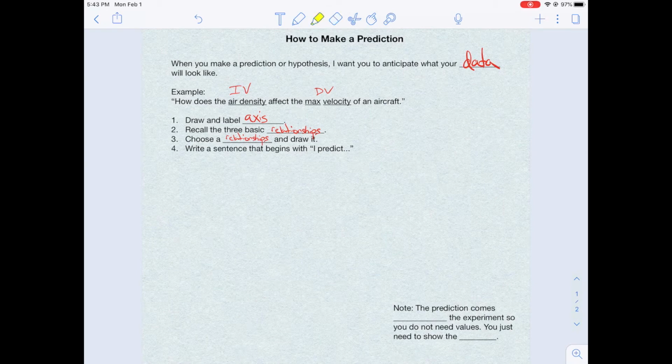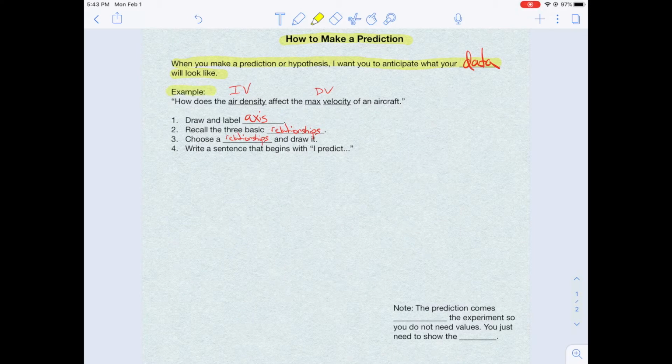All right, team, in this lesson, let's learn how to make a prediction. This goes in that prediction part of your lab write-ups. So when you make a prediction or a hypothesis, I want you to anticipate what your data will look like. So we're anticipating what our graph's going to look like. And let's use a scientific question for an example.